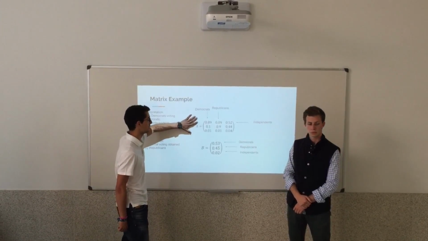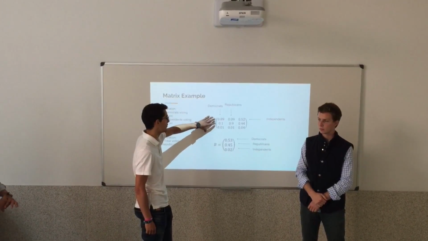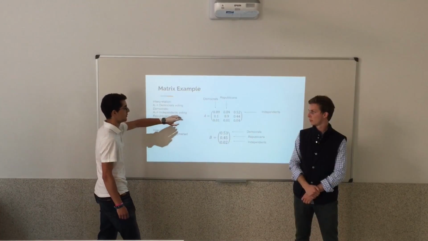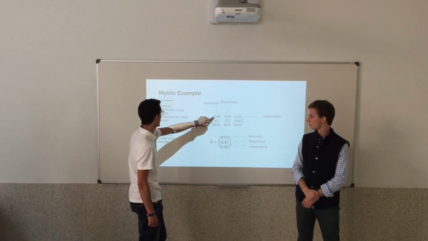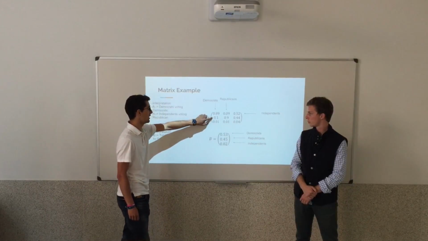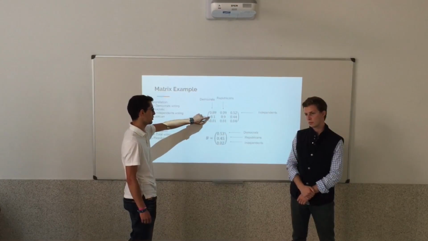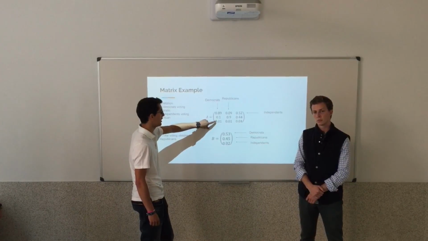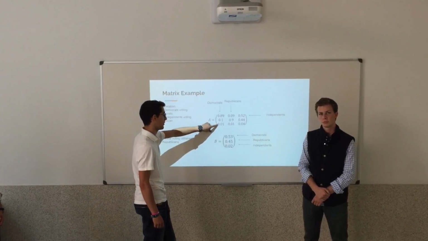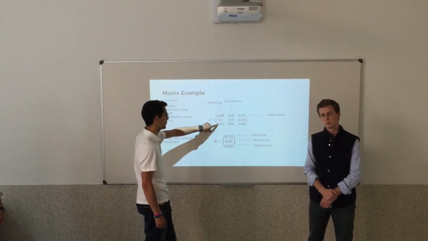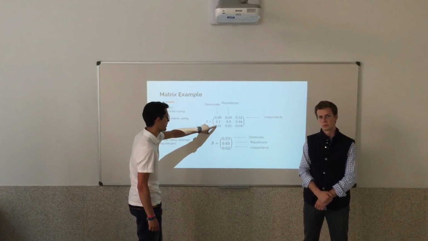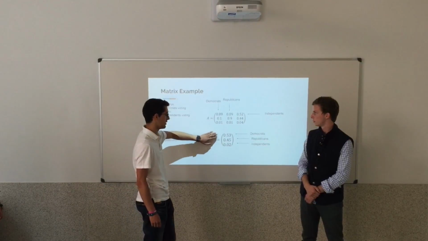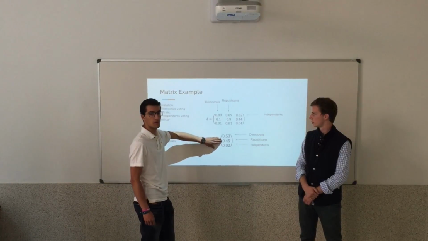Matrix A is composed by the percentage of voters from each party, corresponding that the first row and first column is the Democrats voting Democrats. The second row and first column is the Democrats voting Republicans, and the third row and first column is the Democrats voting independents. And our matrix B will be the percentage of the results from the previous election.